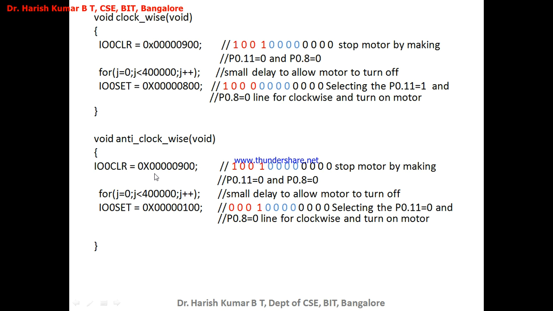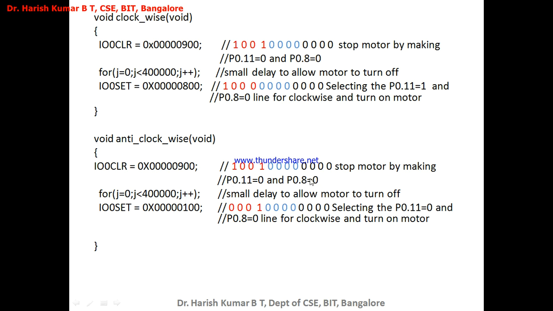Now IO0 CLR is equal to 0x00, where I am giving 1 and 1 to the 11th bit and the 8th bit. These are made 1 and 1 in IO0 CLR. The corresponding port pins will be pulled low. That is what clear does. The corresponding port pins will be pulled to low. This is 0, this is 0. This stop motor function stops the motor by making P0.11 as 0 and P0.8 as 0.